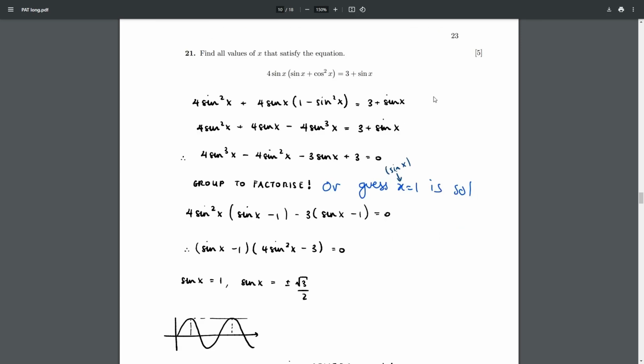Question 21. We're asked to find all values of x that satisfy this equation. So we can expand our brackets out.